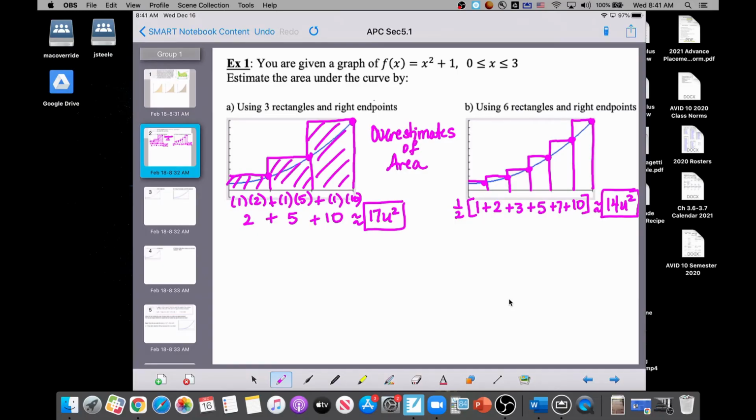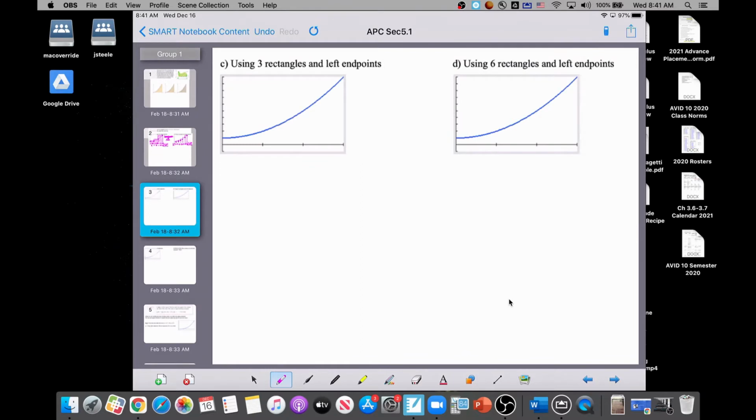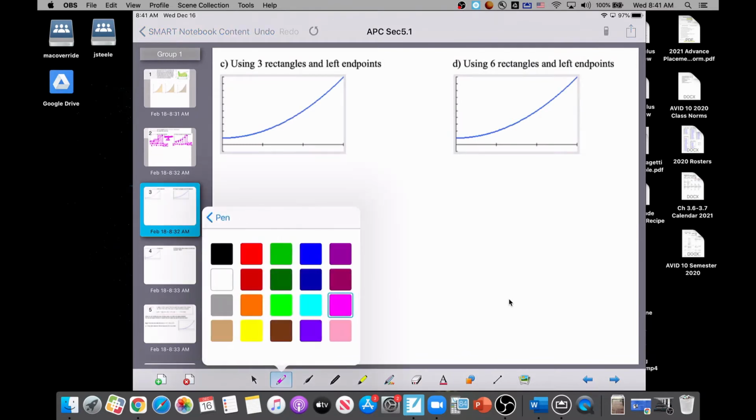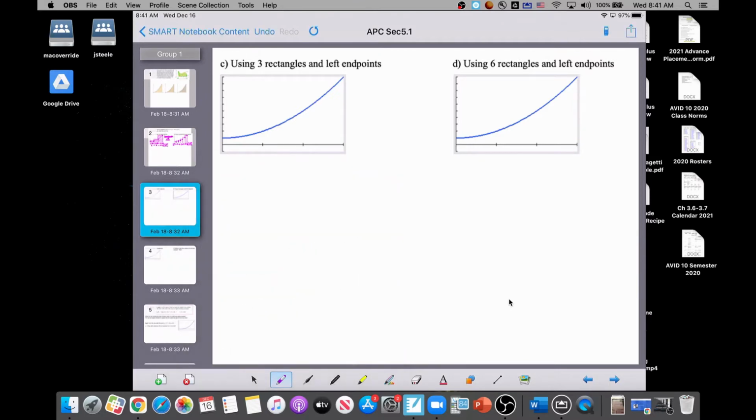So now we're going to switch gears a little bit and use left endpoints. If we use left endpoints, this picture is going to look a little different, because our left endpoints are going to be here and here and here. And so our rectangles are going to look like that, and like that. And these are the areas that we are going to be adding together.